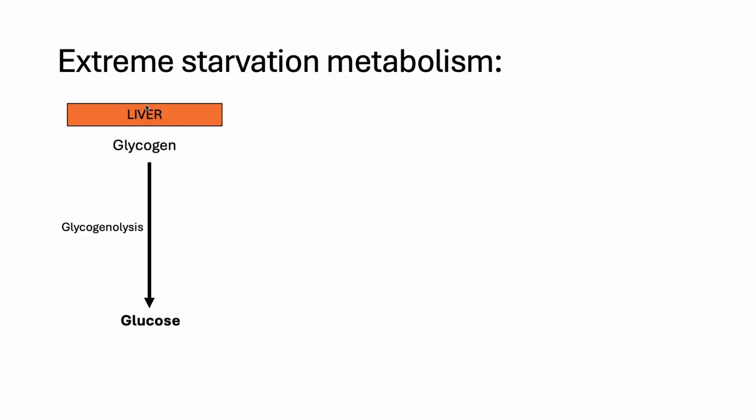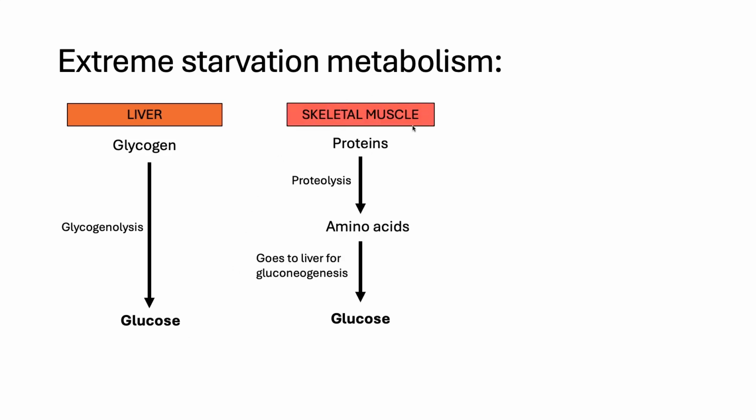In the liver, we have glycogen stores, right? The liver is the guardian of glucose, and glycogenolysis breaks that into glucose. In the skeletal muscle, the guardian of protein, proteins are broken down via proteolysis into amino acids, and then the amino acids travel to the liver, where the liver will perform gluconeogenesis and turn those amino acids into glucose.